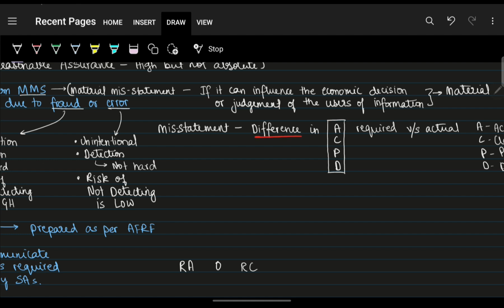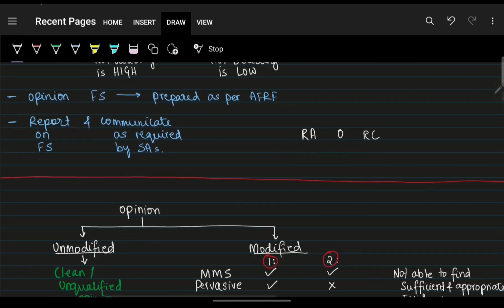Misstatement means the difference in the amount, classification, presentation and disclosure as required versus the actual amount, classification, presentation and disclosure.